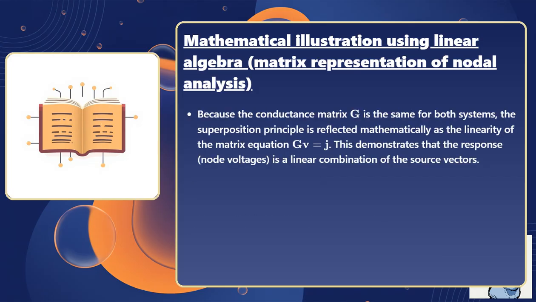Because the conductance matrix G is the same for both systems, the superposition principle is reflected mathematically as the linearity of the matrix equation G V equals J. This demonstrates that the response, the node voltages, is a linear combination of the source vectors.